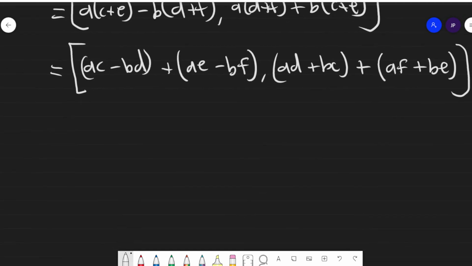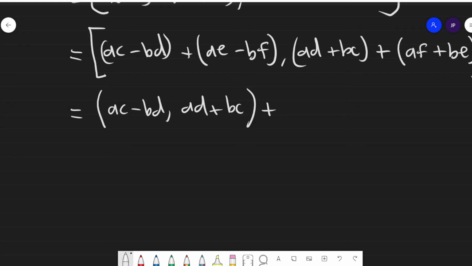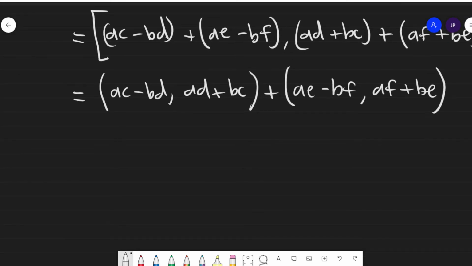Okay, and then through the addition operation, I can very simply just separate this as follows. I'll get AC minus BD, my first component. For the second component, I'll use AD and BC again, plus AE minus BF, and AF plus BE. And as you can see, I just used the addition operation, which was given to us in the question, to split the first and second components into its additions.